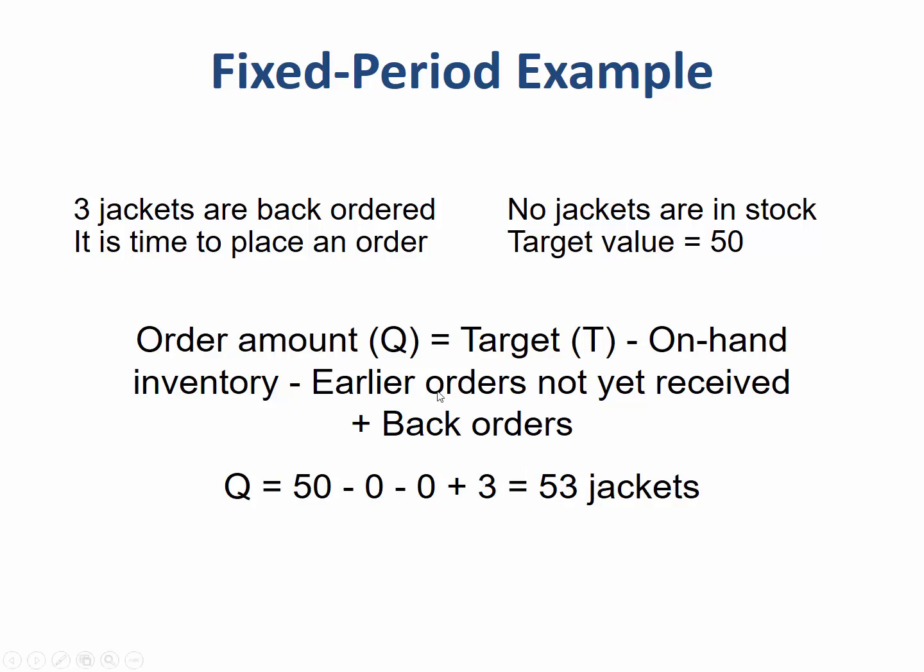And finally, we're going to add for possible back orders. So let's say you have 3 people who ordered the jacket and you told them you didn't have any and they are willing to wait for them. So not only are you going to order those 50, but you're going to add 3 jackets on top of that, and that would be your total.